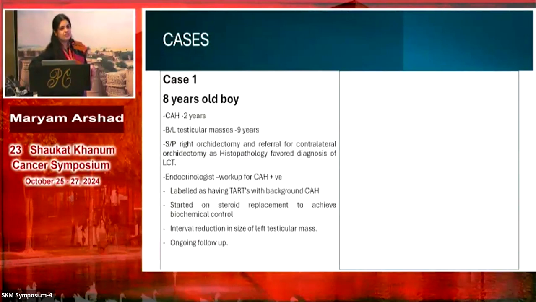As he was a known case of CAH, he was seen by an endocrinologist in our hospital and was advised workup for CAH. That turned out to be positive, and he was labeled as having TARTs. He was started on steroid replacement, and his contralateral testicular mass shrank in size and showed a positive treatment response, and now he's in follow-up with us. So he was actually saved from contralateral orchidectomy.